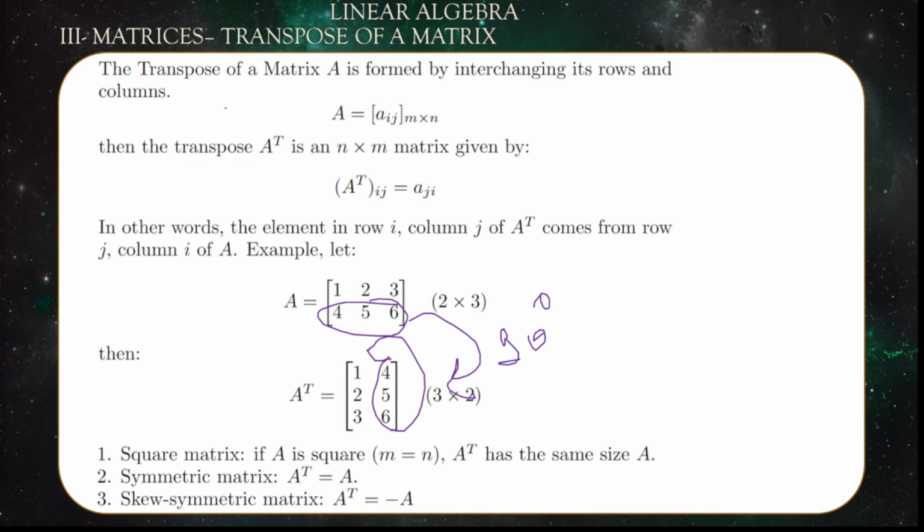Square matrix: if A is square, m equal n, A transpose has the same size as A. Symmetric matrix: A transpose is equal to A. When you have a symmetric matrix, it doesn't matter if you transpose it, the transpose would still be equal to the original matrix without transposition. Skew symmetric matrix: A transpose is equal to minus A. It flips the signs.